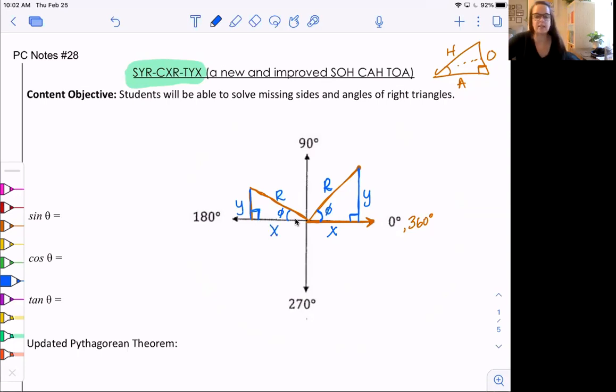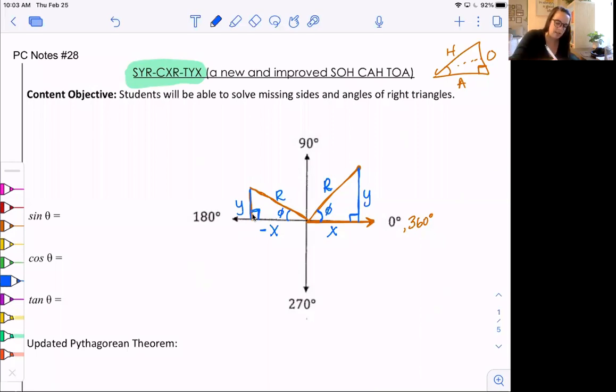What is different about x on this side, though? Yeah, it's negative, right? This was positive x over here. This is negative x over here. So if I'm talking about this triangle, I now have a negative x and I have a positive y.